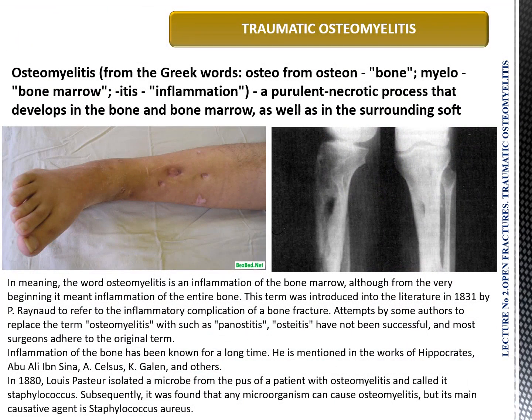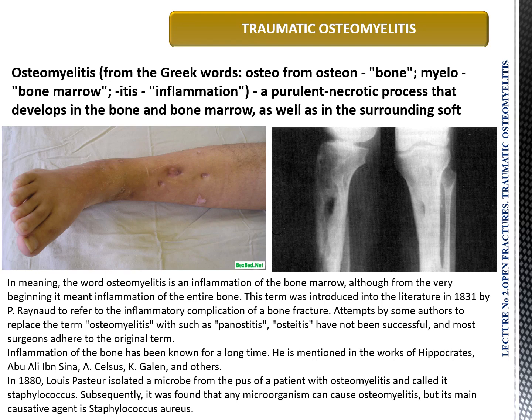So, the next part of our lecture is devoted to such a formidable disease as osteomyelitis. In particular, traumatic osteomyelitis is one of the frequent complications of fractures, in particular open ones. Osteomyelitis comes from the Greek words osteon, bone, and myelos, marrow. This refers to the bone marrow. The ending -itis indicates that this is a purulent inflammatory process. In fact, osteomyelitis is a purulent-necrotic inflammatory process that develops in the bone and bone marrow, as well as in the surrounding soft tissues.